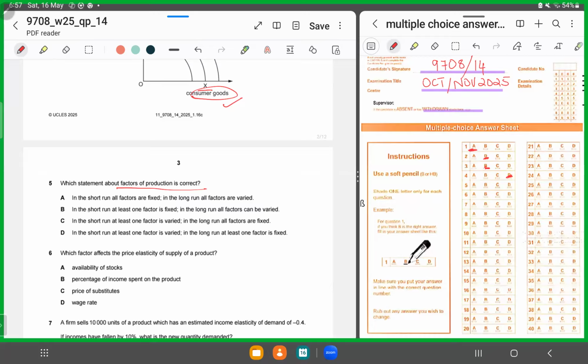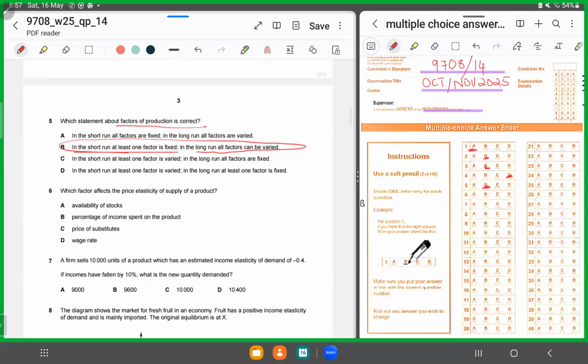So keeping that in mind, for MCQ number 5, B is the correct answer because it says in the short run at least one factor is fixed, that means land, and in the long run all factors can be varied. So for MCQ number 5, we'll shade in B as our correct answer. I hope you have understood.